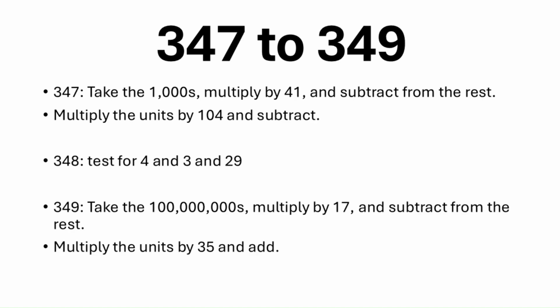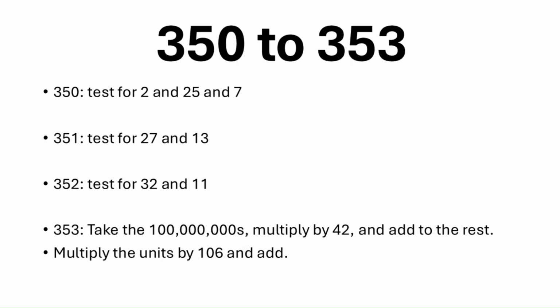347, take the 1000s, multiply by 41, and subtract from the rest. Multiply the units by 104 and subtract. 348, test for 4 and 3 and 29. 349, take the 100 millions, multiply by 17, and subtract from the rest. Multiply the units by 35 and add. 350, test for 2 and 25 and 7.